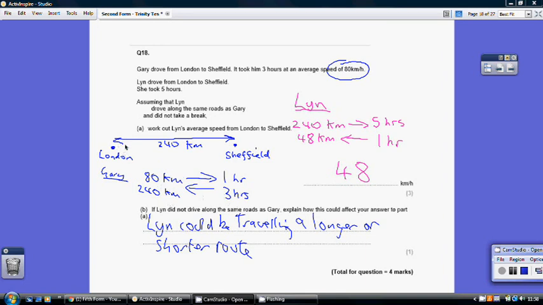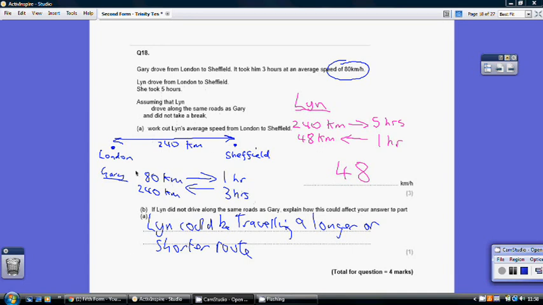So for Gary, it's going to take him 3 hours to go the 240 kilometers. Now we're told that Lynn drove from London to Sheffield. She took 5 hours, assuming that she drove along the same roads and did not take a break. Work out Lynn's average speed.